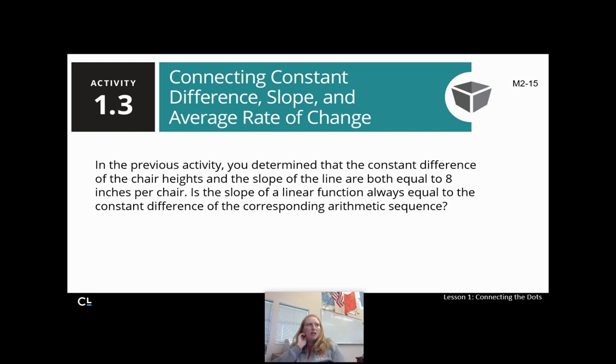We're still on Module 2, Topic 1, Lesson 1. We're just doing the second half of it today, but we're still in that same lesson trying to finish things off.